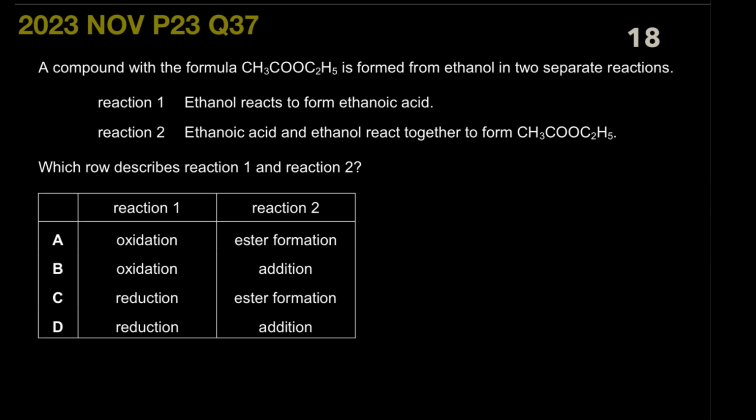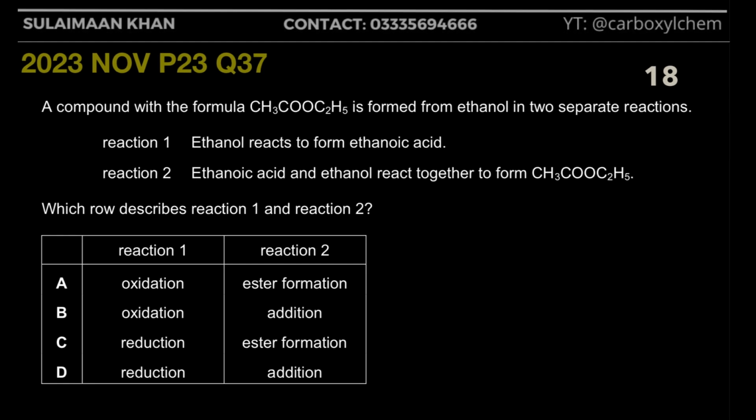A compound with the formula CH3COOCH2H5 is formed from ethanol in 2 separate reactions. Reaction 1 says ethanol reacts to form ethanoic acid, and reaction 2 says ethanoic acid and ethanol react together to form this. Which row describes reaction 1 and reaction 2? Pretty easy.